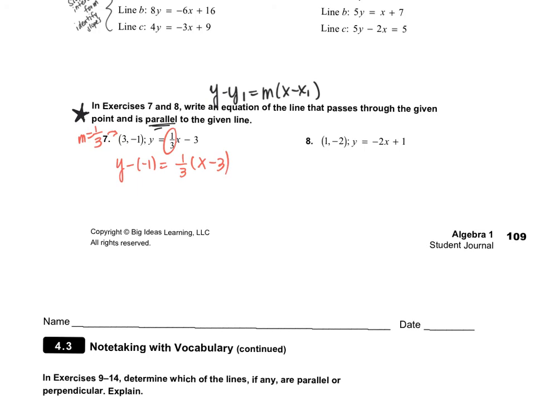Minus 3, that's where I was at. So we have y plus 1 equals 1/3 times x minus 1. And what's the equation? So we're going to have to keep going. We're going to have to distribute. Y plus 1 equals 1/3 x minus 1/3. Add 1. Oops. Minus 1.